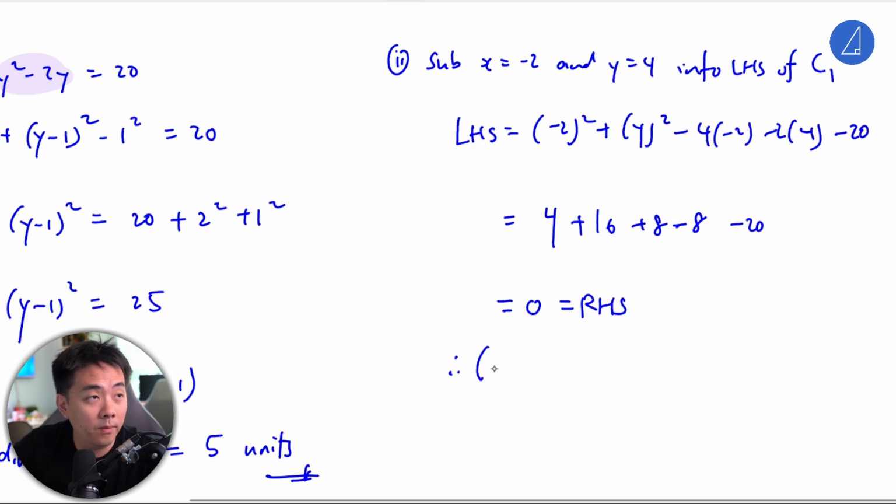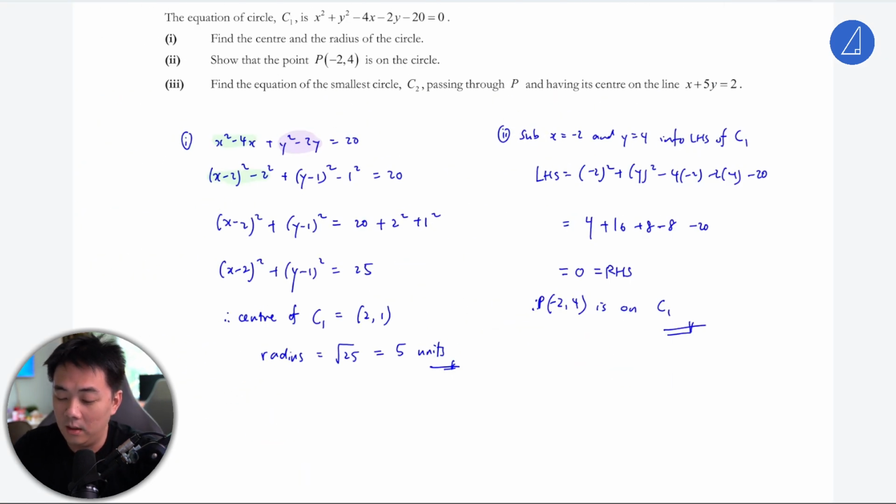Hence P (minus 2, 4) is on C1, because it satisfies the equation. So parts 1 and 2 are done. Let's look at part 3.